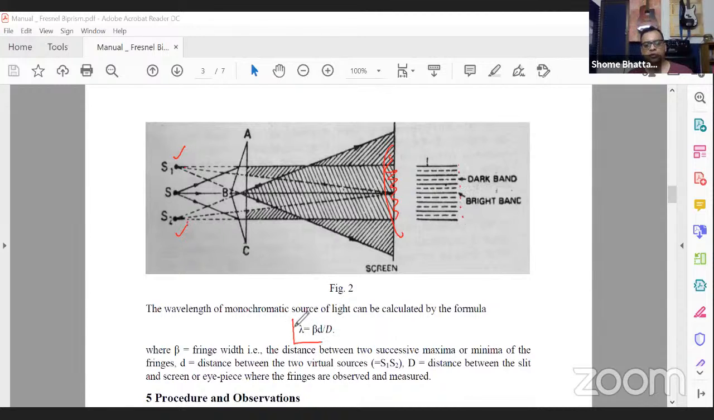And this is the formula of the fringe width. Basically, they are using the symbol beta for fringe width, beta equals D lambda by small d. You can see in their diagram, this will be small d and this will be capital D.